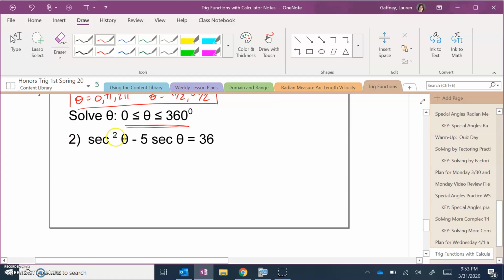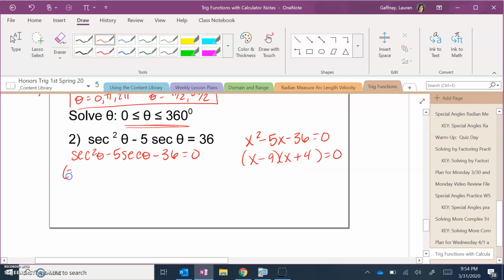So first of all, you see a squared trig function, technically raised to 1 and a number. So let's think factoring. Let's get everything on one side. Okay, now if you want to think about it like this, you can totally do that. So factors of 36 that can sum to a -5. So we need 9 and 4 with a -9 and a +4. So if we come back over here, we're going to have secant theta minus 9 and then secant theta plus 4. That each of those equals 0.